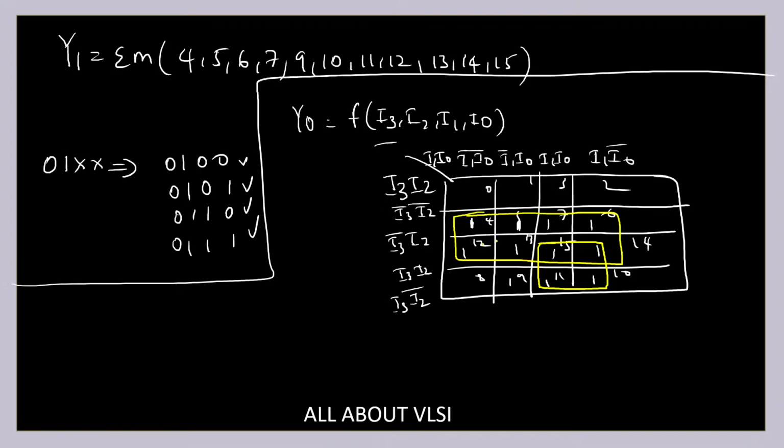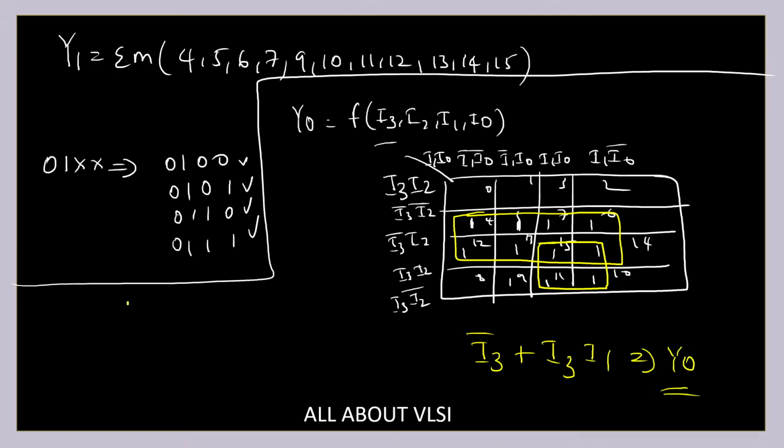And so if I make this group, what is the common term over here? I3 complement, plus what is the common term over here? I3 into the common term in this, I3 into I1. Okay, this is the expression I'm going to get for Y0.